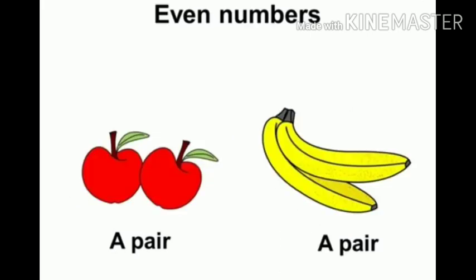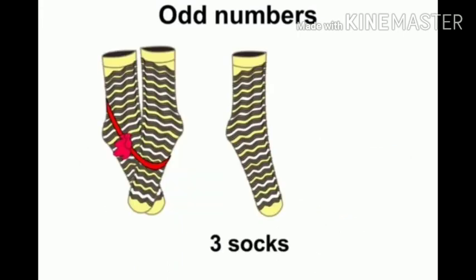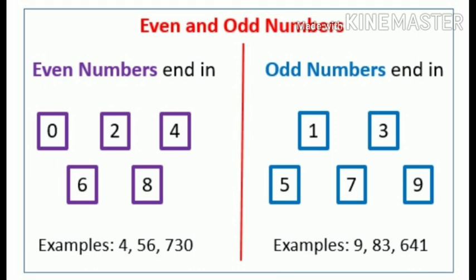So students, the numbers which can be put in pairs are called even numbers. Here you can see a pair of apples and a pair of bananas. And the numbers which cannot be put in pairs are called odd numbers. As you can see here, we have one pair of socks and one sock is alone. Here you can see even numbers and odd numbers.